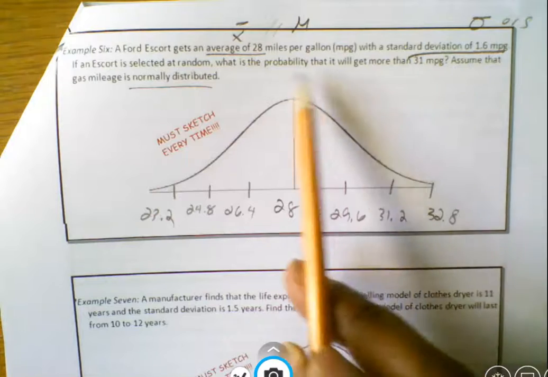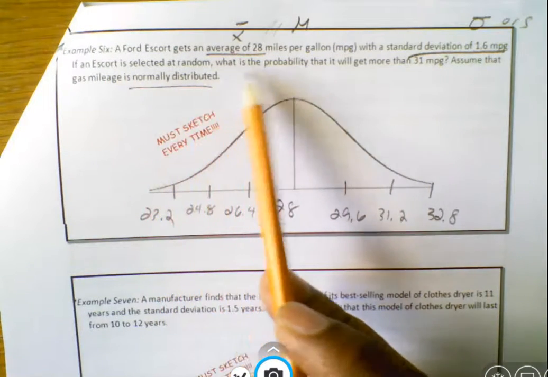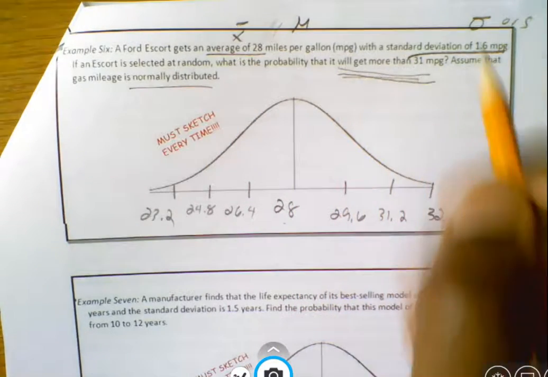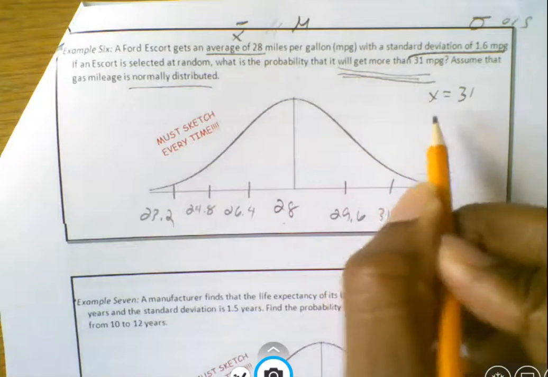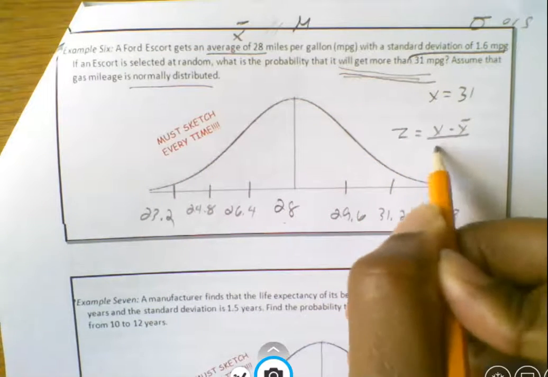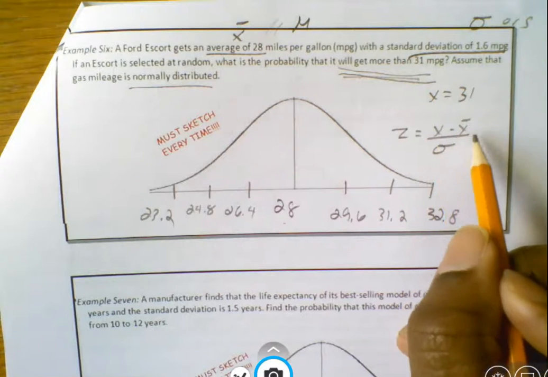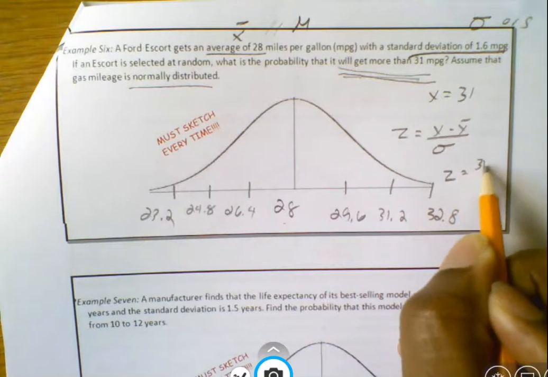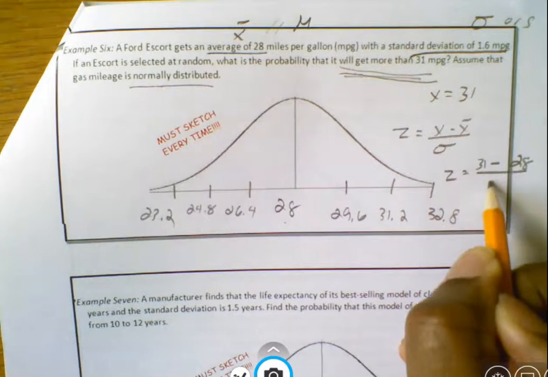Then it says if a Ford Escort is selected at random, what's the probability that it would get more than 31 miles to the gallon? So basically, we're given an x value, and x is 31. In order to answer this, we need a z-score, which is x, take away x bar, over sigma. So basically it means the number they gave us, 31, take away the mean, divided by the standard deviation. So that should be 31, take away the mean, which was 28, over 1.6.